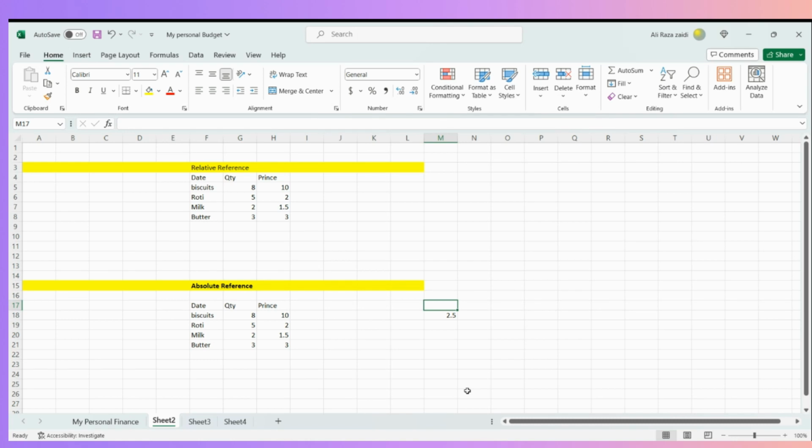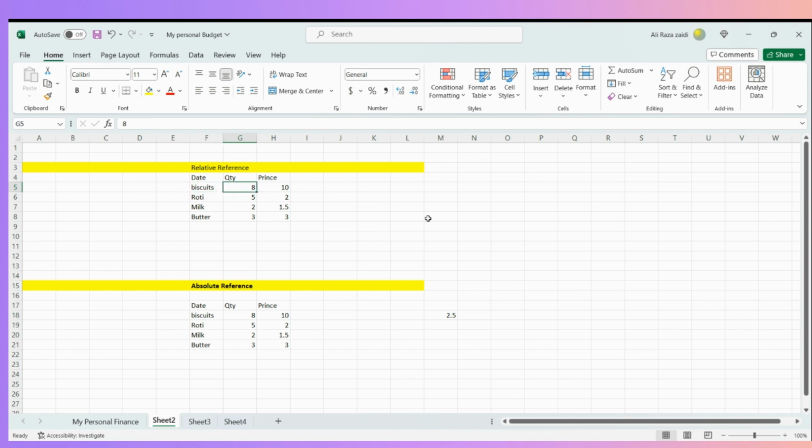In this video, we will discuss the relative and absolute reference in Microsoft Excel. So in this simple example, I'm going to demonstrate what a relative reference is and what an absolute reference is, so you can easily understand. Suppose I have this quantity, and I want to calculate the total amount paid.